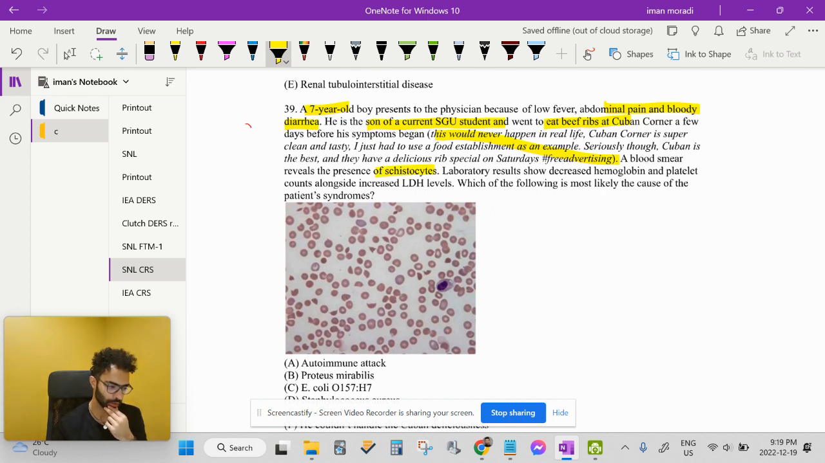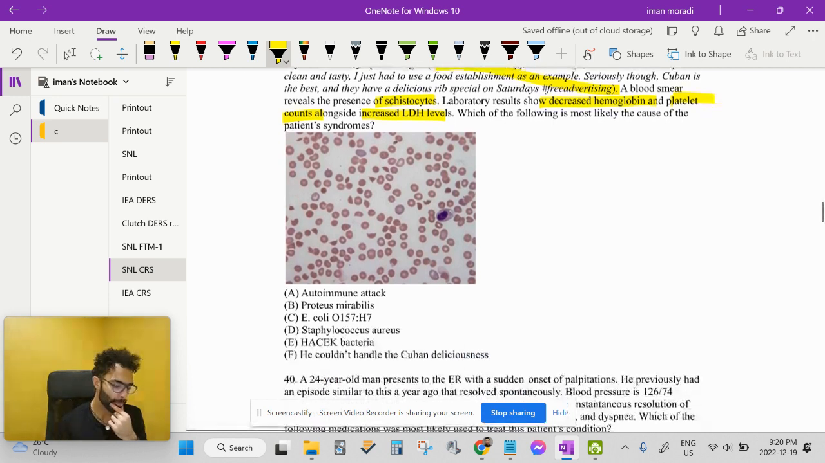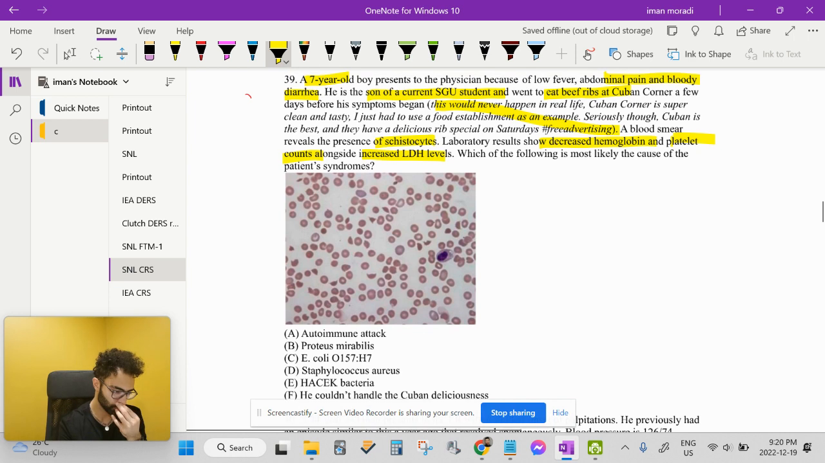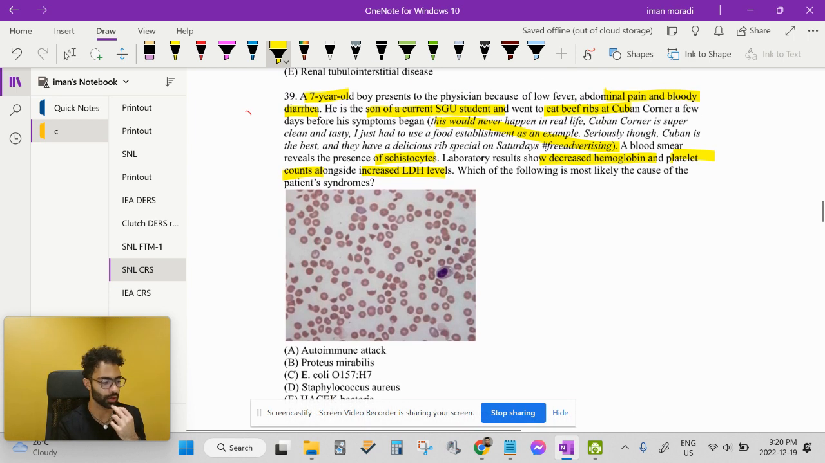Blood smear shows schistocytes, right? I'm going to talk about what those are if you don't know what they are. It's important. And then we got increased LDH, decreased hemoglobin and platelets, right? Okay, so I don't know if you've learned this or not, but I think it's a good question because you can explain a lot of things with it.